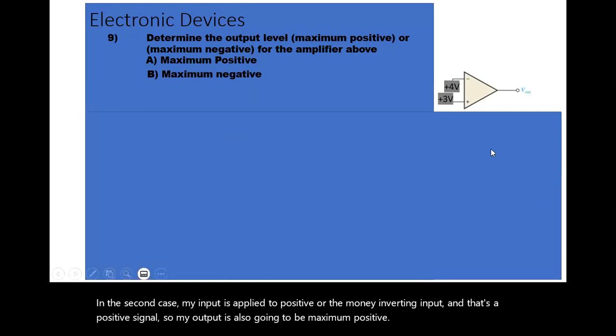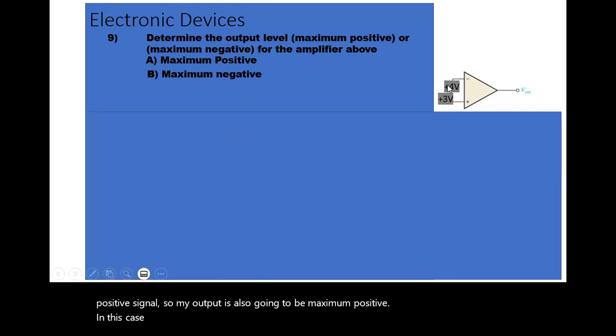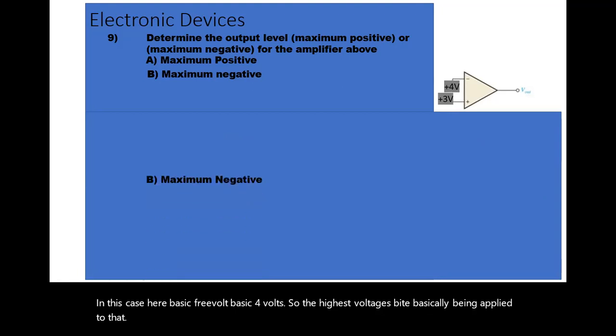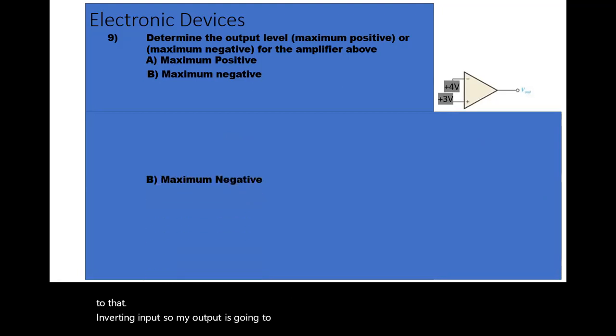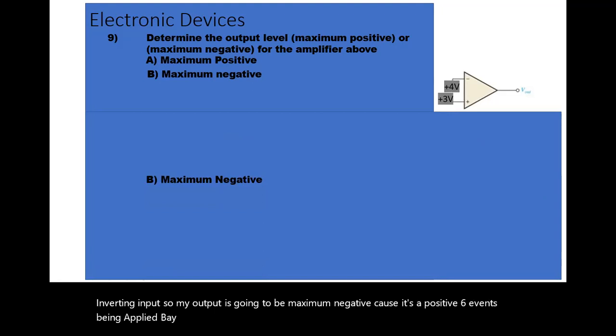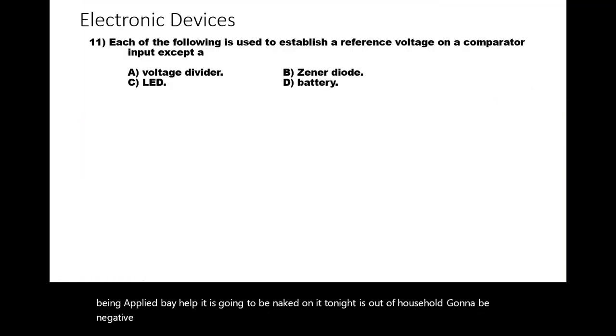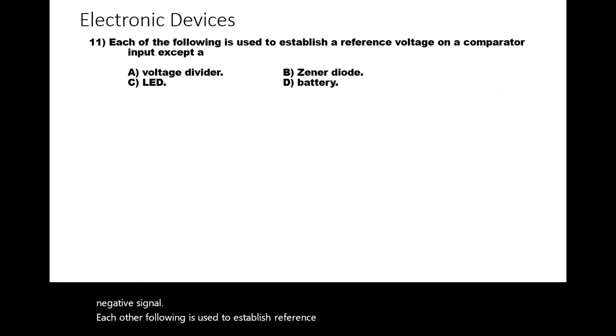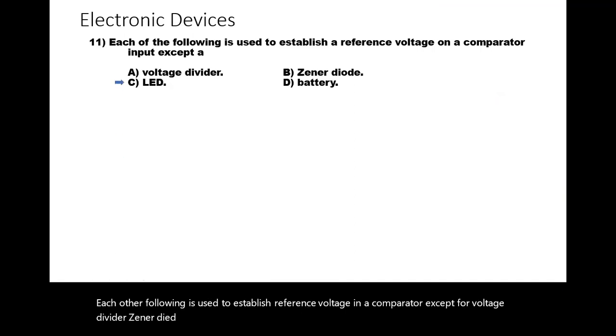In this case here, there's a 3 volts, there's a 4 volts, so the highest voltage is basically being applied to the inverting input, so my output is going to be maximum negative, because it's a positive signal that's been applied there. Output is going to be 180 degrees out of phase, so it's going to be a negative signal. Each of the following is used to establish a reference voltage in a comparator, except for a voltage divider, Zener diode, LED, a battery. The LED.